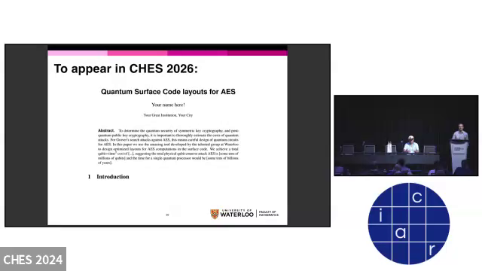And so this, to appear in CHES 2026, you can take this tool and you could do this. You could make these quantum surface code layouts, and you could say, this is what, on this far future embedded device of a quantum computer, AES is going to look like.